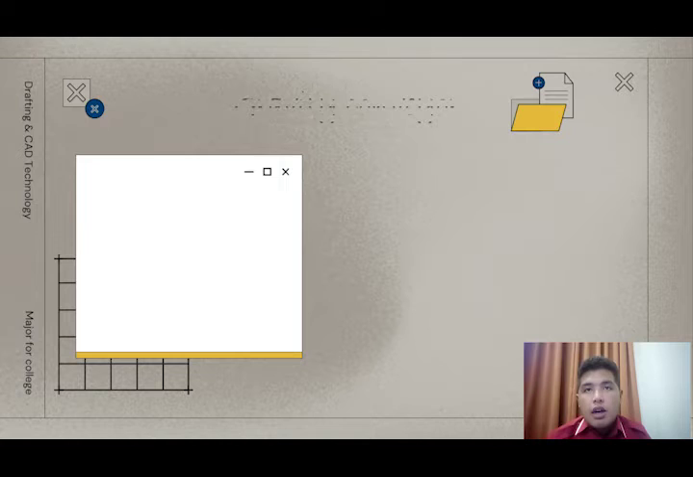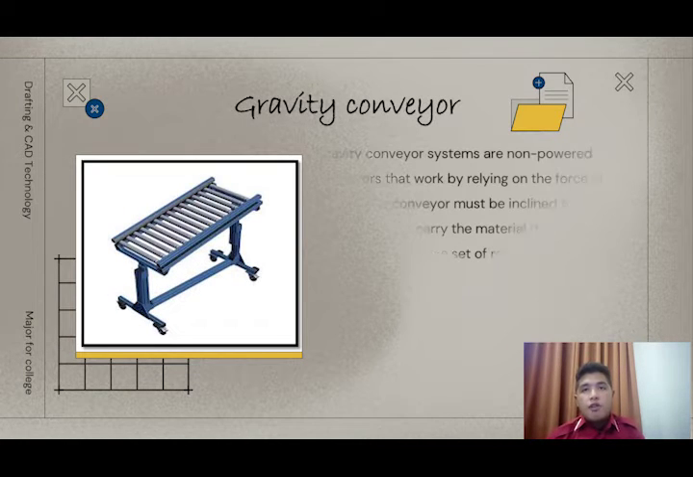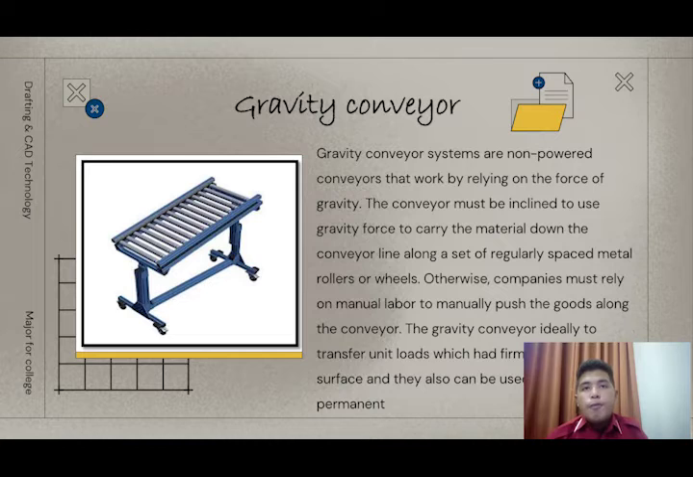The second type of conveyor system is gravity conveyor. Gravity conveyor systems are non-power conveyors that work by relying on the force of gravity. The conveyor must be inclined to use the gravity force to carry the material down the conveyor line along a set of regularly spaced metal rollers or wheels. Otherwise, companies might rely on manual labor to manually push the goods along the conveyor. The gravity conveyor is ideal to transfer unit loads which have a firm, flat bottom surface, and they can also be used as portable or permanent.